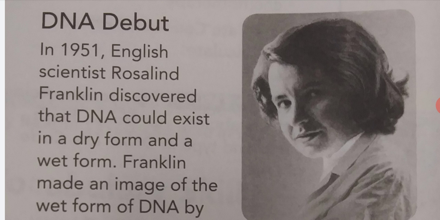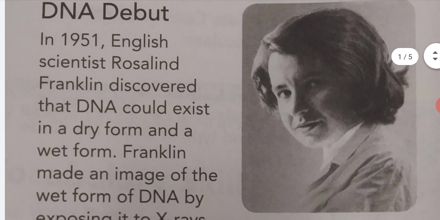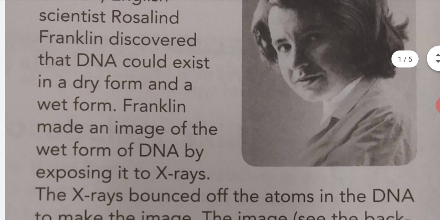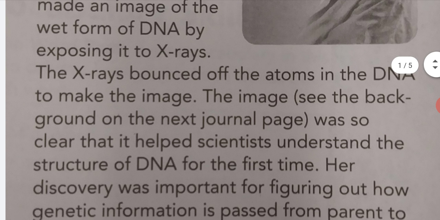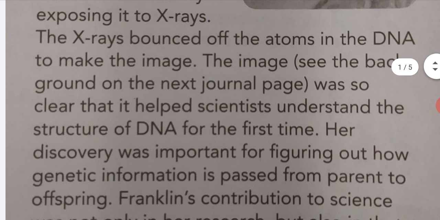In 1951, English scientist Rosalind Franklin discovered that DNA could exist in a dry form and a wet form. Franklin made an image of the wet form of DNA by exposing it to X-rays. The X-rays bounced off the atoms in the DNA to make the image. The image, see the background on the next journal page, was so clear that it helped scientists understand the structure of DNA for the first time.